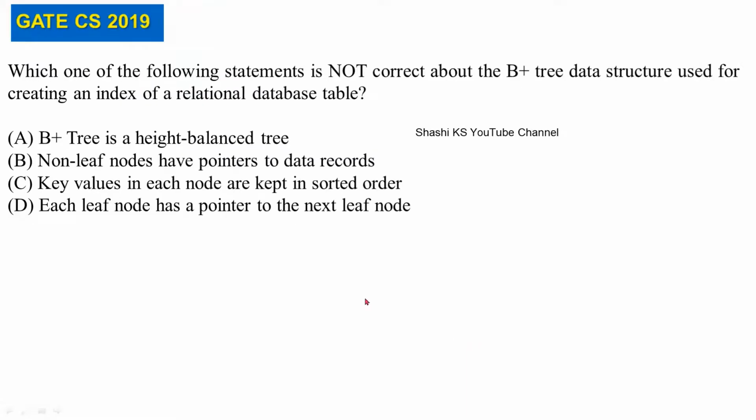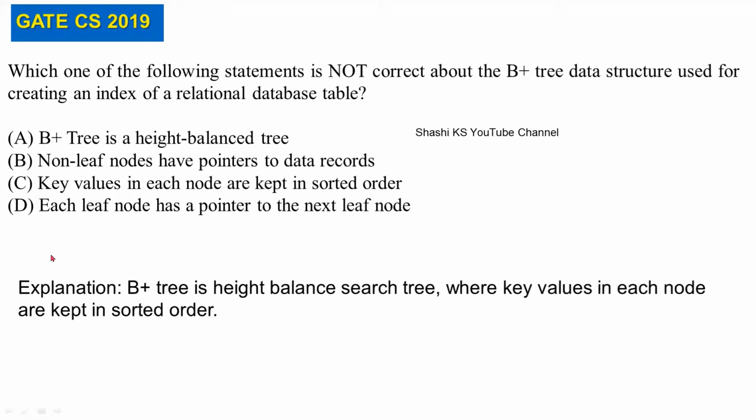The next question is, which one of the following statements is not correct about the B plus tree data structure used for creating an index of a relational database table? The first one is B plus tree is a height balanced tree. They are asking which is not correct. Okay, B plus tree is a self-balancing tree data structure. Every node has the same depth. It is a search tree, and even when insertion and deletion are being carried out, the height of the tree is adjusted automatically to ensure that all the nodes are at the same depth.